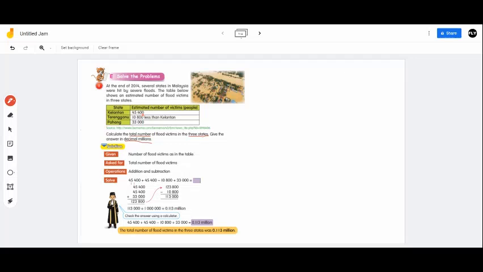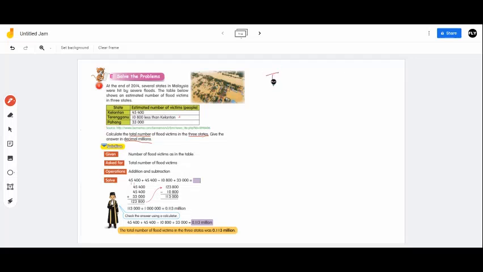Kelantan 45,400, Terengganu 10,800 less than Kelantan. Pahang 33,000. Look at the table. Terengganu, this is not the exact figure. You have to do something about it to get the exact figure. Read it again. 10,800 less than Kelantan. So you have to do something. So less than means minus. So minus, okay, let us do the calculation.